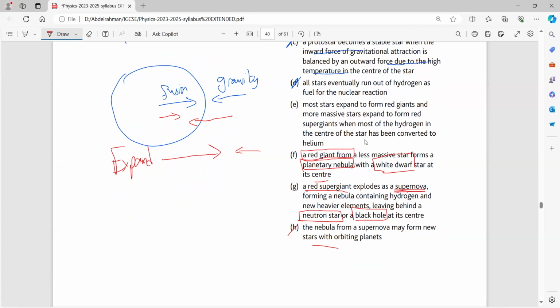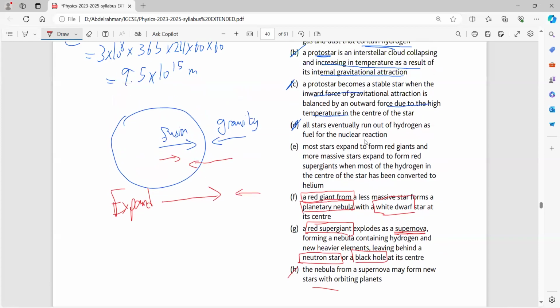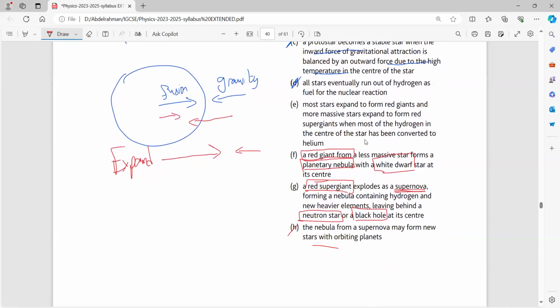A red giant would be because the mass of the star is quite small, relatively small. If the mass is relatively large, a massive star, what will happen? It will become a red supergiant that explodes into a supernova, creating either a neutron star or a black hole. This is the life cycle of a star.